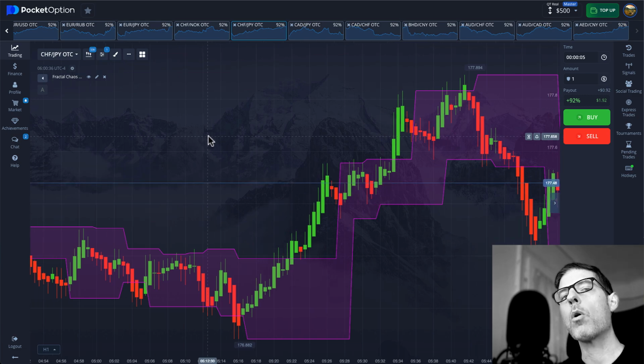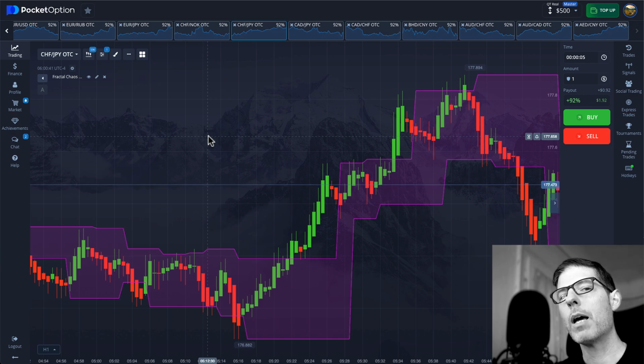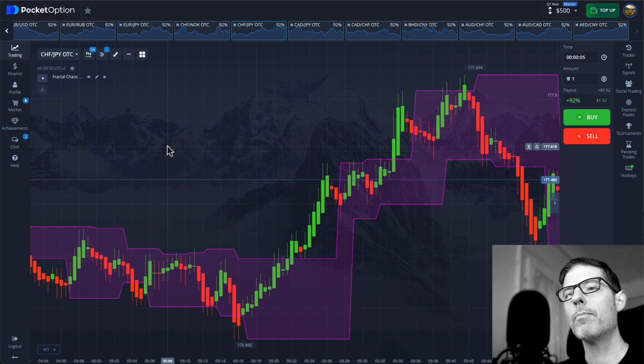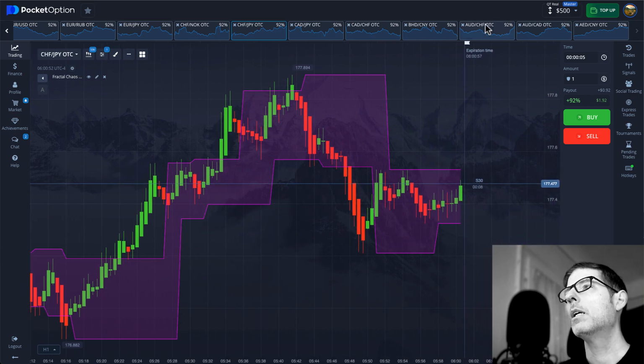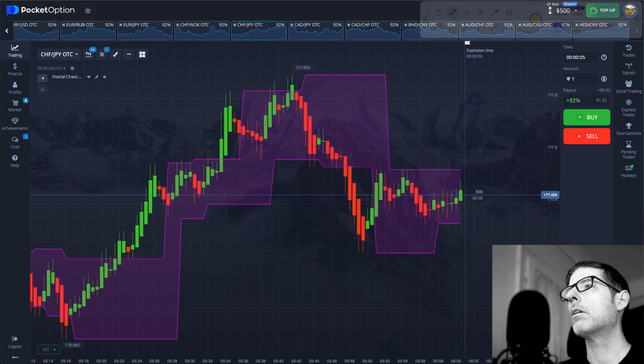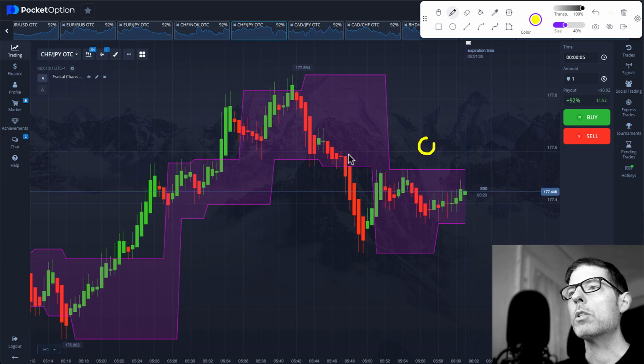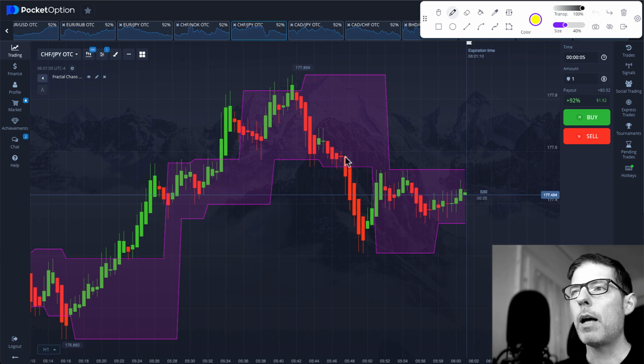You're looking for the price to escape these bands, a breakout either up or down with the Heikinashi candles. If it breaks out of the bands, you go in for a trade. Let's grab the handy little pencil here. And yep, there we go. Let me go ahead and delete that. Just like you can see right here, Heikinashi candles breaking to the downside.